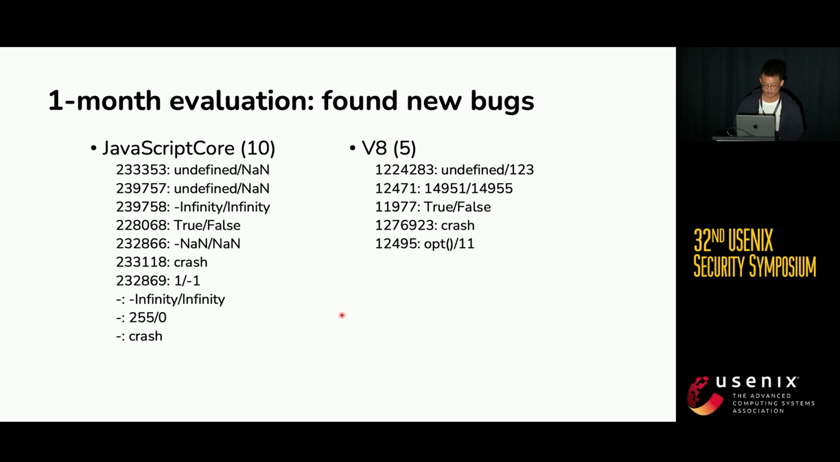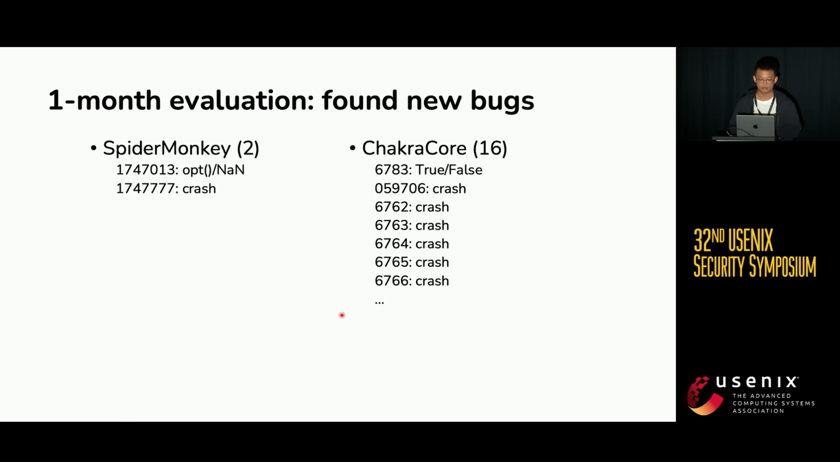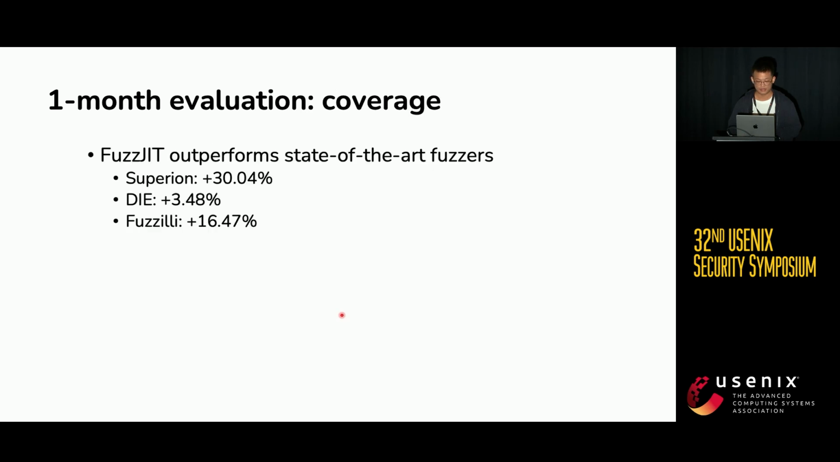Finally, they evaluated FuzzJIT, and in around one month, they found various new bugs: 10 bugs in JavaScriptCore, 5 bugs in Chrome V8, 2 bugs in SpiderMonkey, and 16 bugs in ChakraCore. All these bugs are inside the JIT compiler code. They also compared the coverage and found that FuzzJIT outperforms the state-of-the-art fuzzers in the coverage metric.